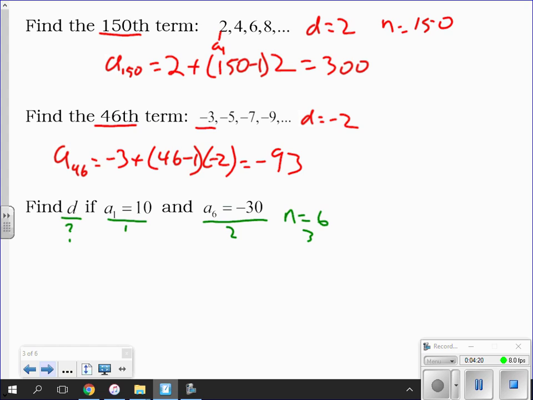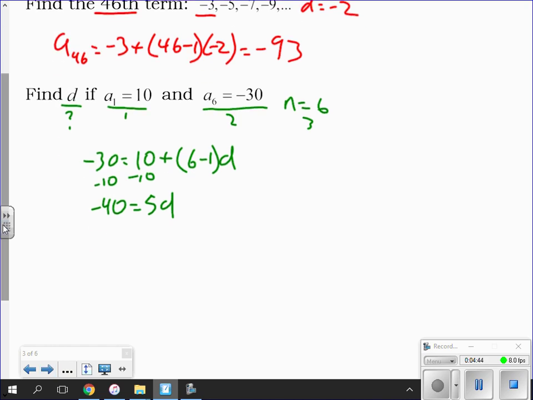So that means the 6th term, -30, is equal to the first term, 10, plus the number of terms, 6, minus 1, times D. And you solve that. I subtract 10 from each side, and I get -40 is equal to 6 minus 1, which is 5, so I get 5D. Divide both sides by 5.